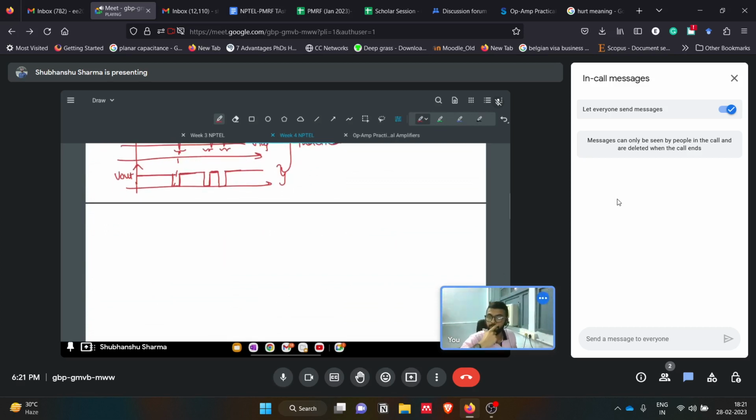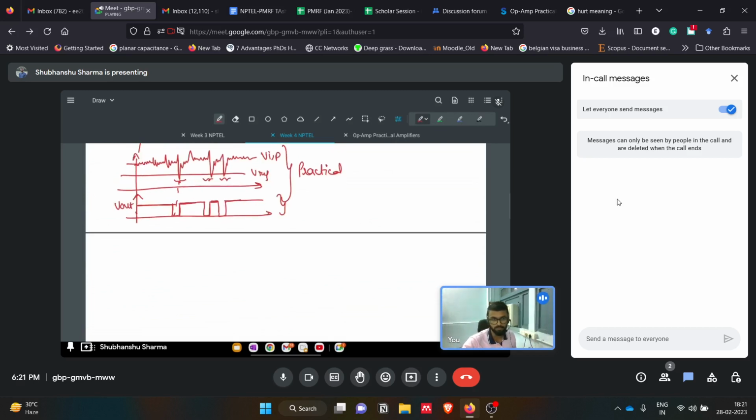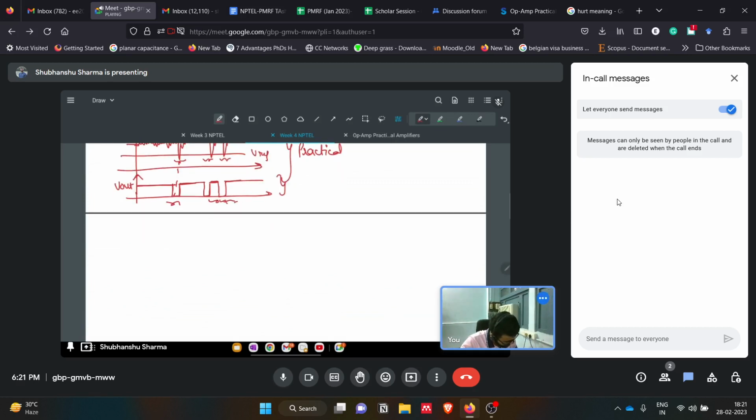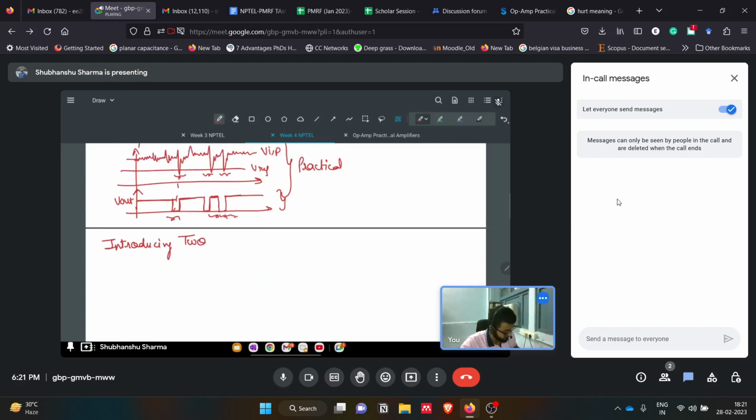Then what can we do? Now I will introduce two reference voltages. We will see whether it can help in reducing this issue of fluctuations in the output. I will just give it a heading: introducing two reference voltage levels.